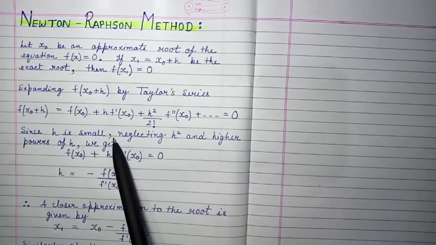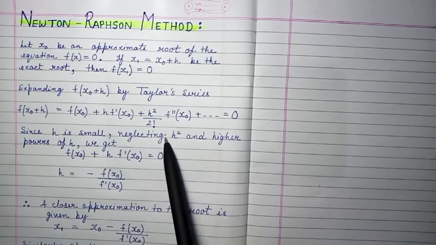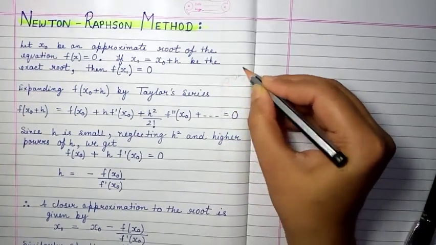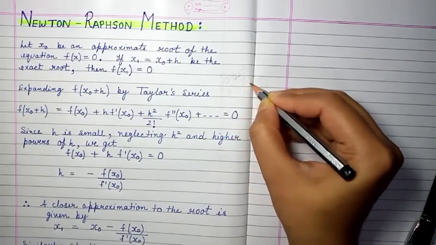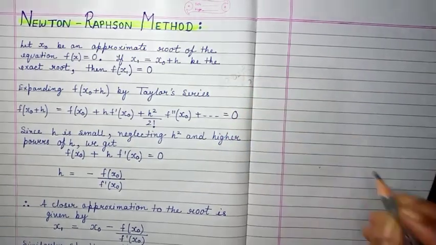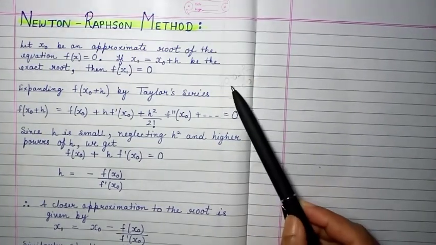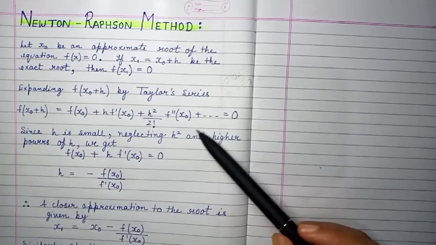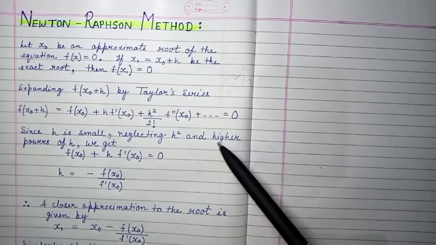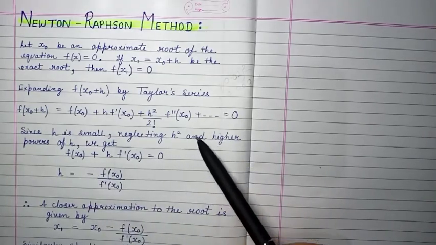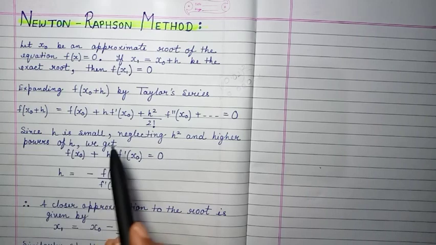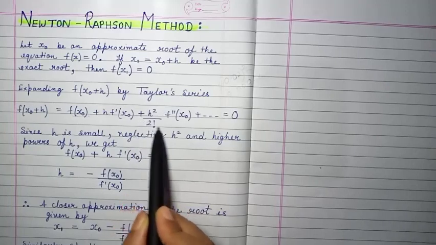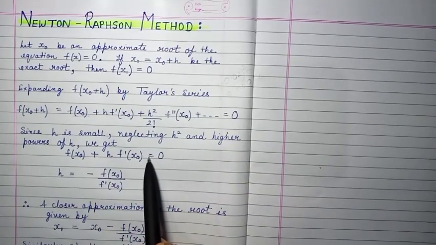Since h is very small, we will neglect the higher terms. Suppose 0.02, if you square this number you get 0.0004, which is much smaller than 0.02. Whenever you square a small number, it becomes even smaller, so we can neglect all those values. After neglecting h squared and higher powers of h, we come up with f(x0) + h f'(x0) = 0.